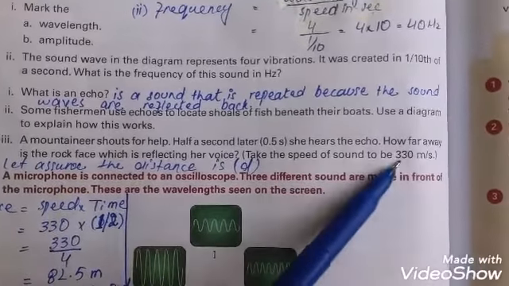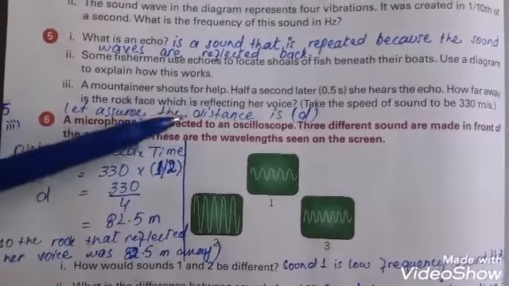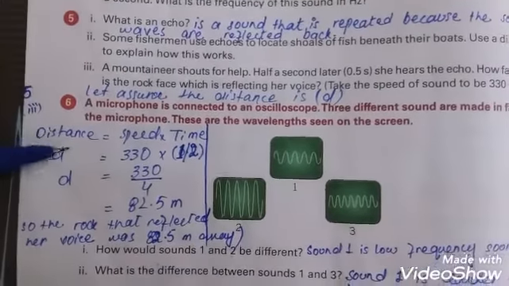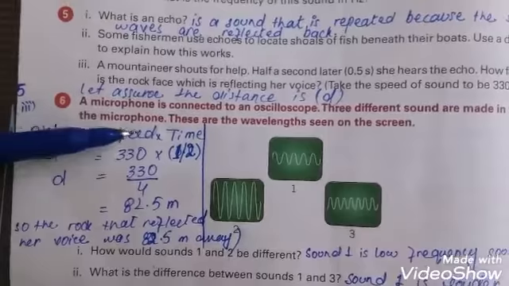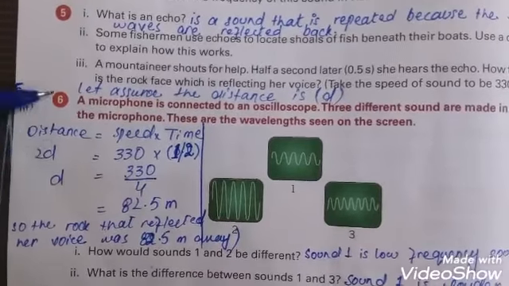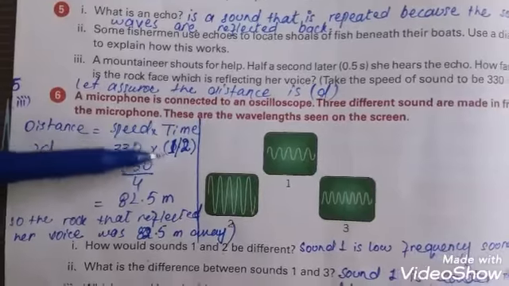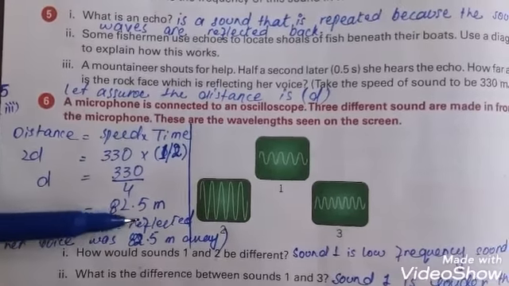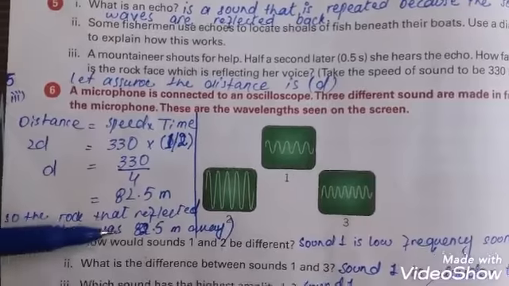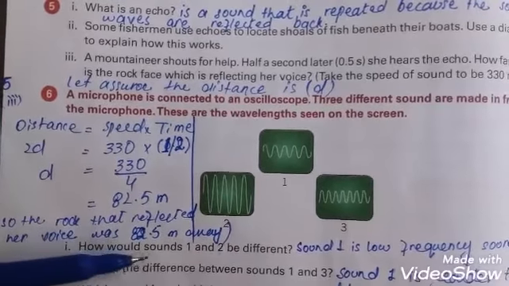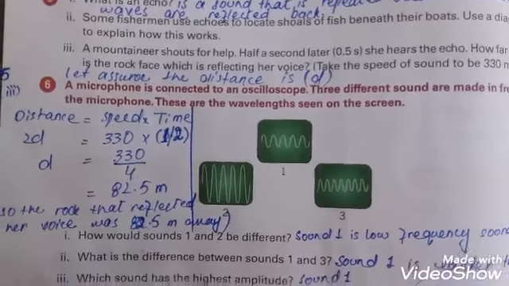Take the speed of sound as 330 meters per second. Let us assume the distance is d. So, using the formula, distance is equal to speed into time. Distance is equal to 2d. So, speed times time, multiply. Then the answer is 82.5. So, the rock that reflected her voice was 82.5 meters away.